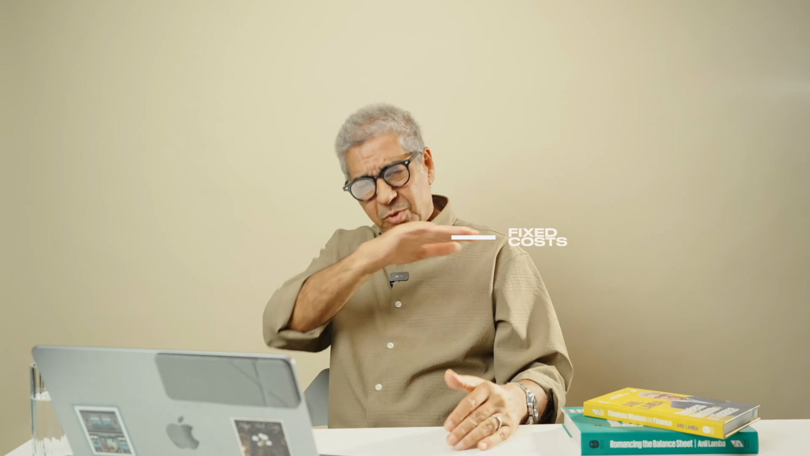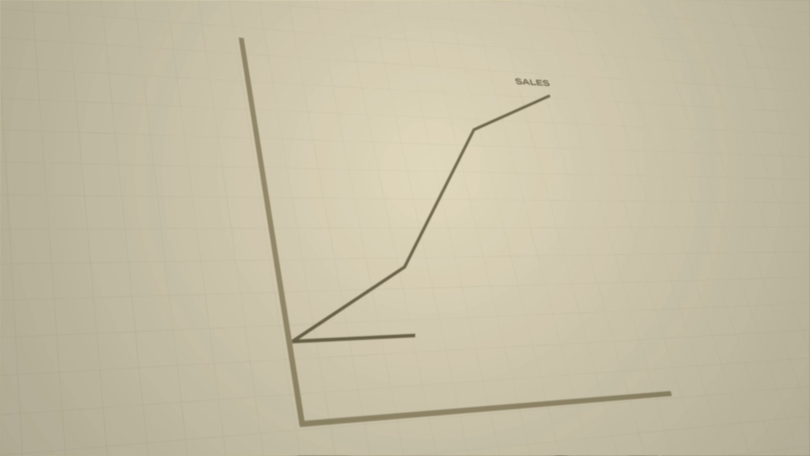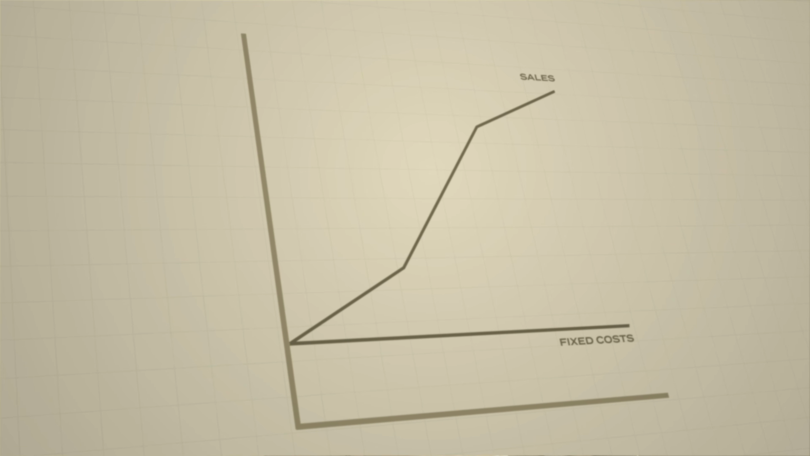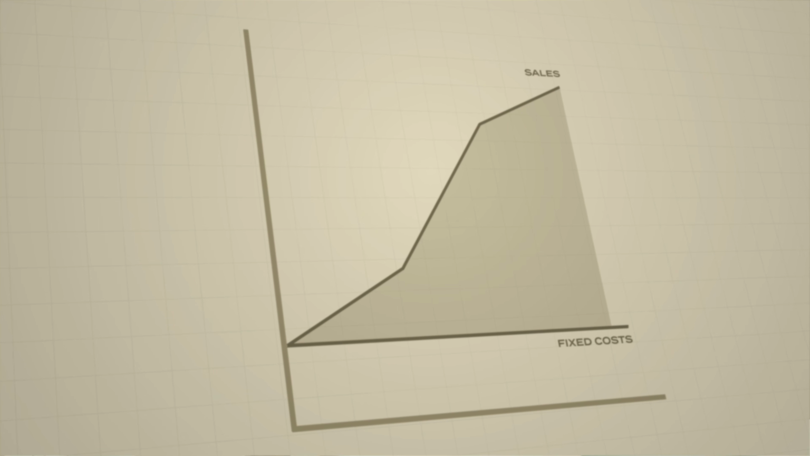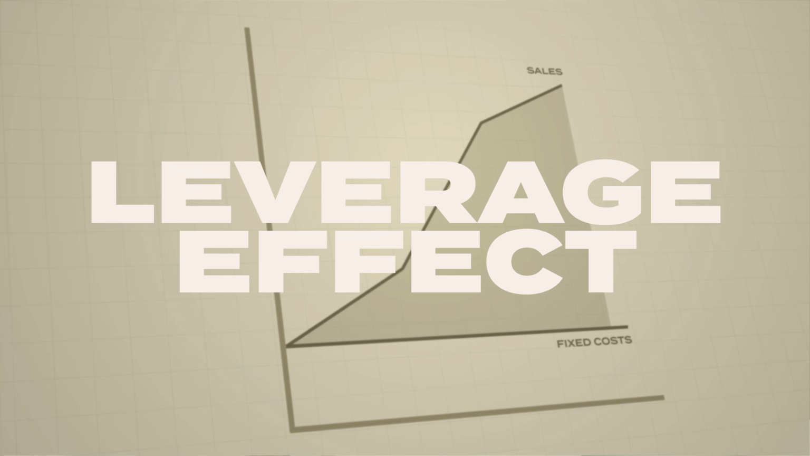It's a straight line. Fixed costs also don't remain fixed forever. But when fixed costs go up, they go up with a jerk, so it's a step graph. But in this phase, while the fixed cost doesn't go up, when your sales goes up, costs being fixed do not move up, and the gap between income and cost becomes wider and wider. This in finance is called the leverage effect.